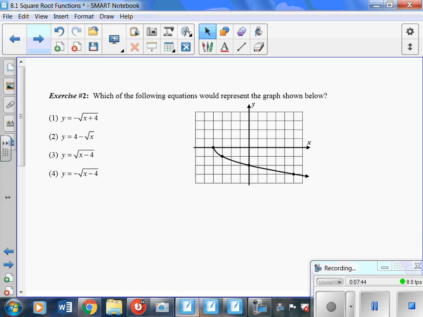Now, a couple of people will say, well, why not just graph them all? And I agree with you 100%. Whenever you're trying to match a graph or find the equation of a graph that matches it, graph them all and see which one makes sense to you.